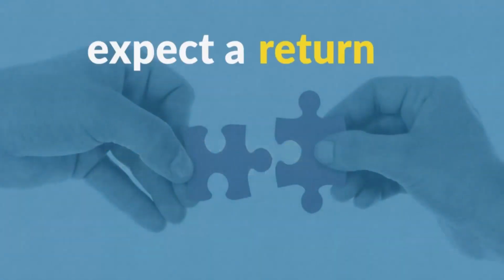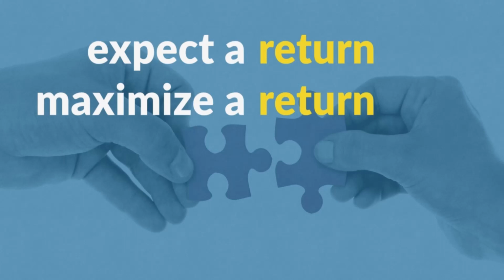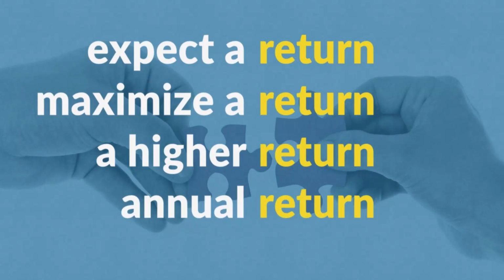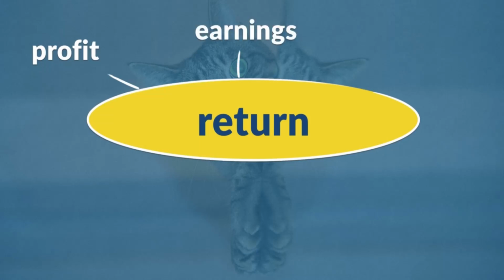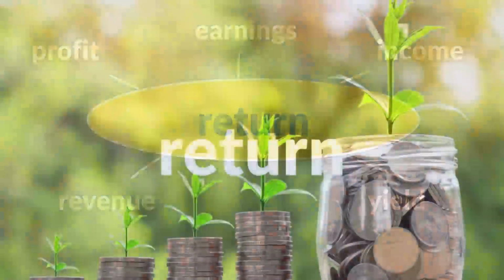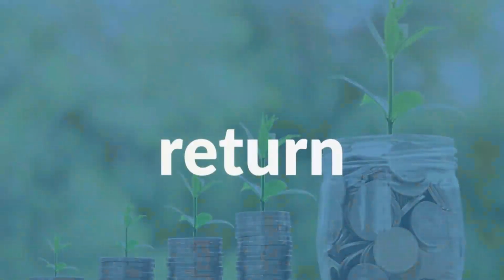And some common collocations, we expect a return on our investments. We maximize a return. We can talk about a higher return or a lower return and annual return. So the annual amount we get back on our investments is the annual return. Some synonyms: profit, earnings, so profit on an investment, earnings on an investment, income, yield, and revenue. So return.